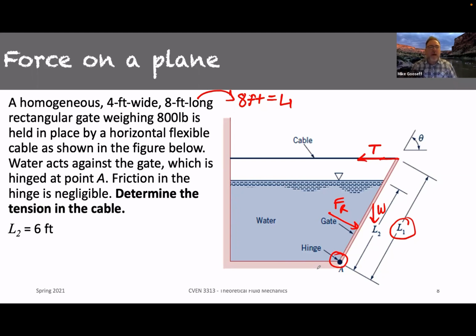Okay. L2 we're going to estimate to be 6 feet. In other words, for this 8-foot length of the gate altogether, we only have water filled up 6 feet along its length. Okay. Now that's not the same as the depth. The depth is something different. This is some h that would be different than L2, our value of 6 feet for that length. All right.